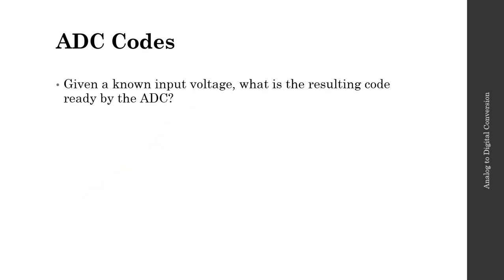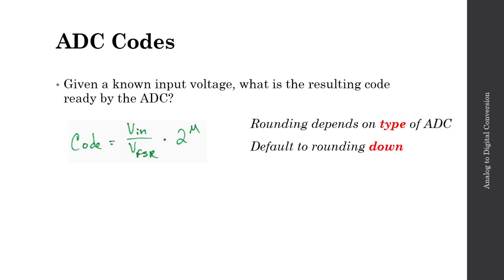Let's calculate then the code we might get for a given voltage input to an analog to digital converter. This code will be defined as the fraction of input voltage, Vin over VFSR, multiplied by the total number of codes, so 2 to the m, where m is defining the number of bits available. And there's going to be rounding errors depending on the type of ADC that we're using. The default we're going to use in this class is to round down.